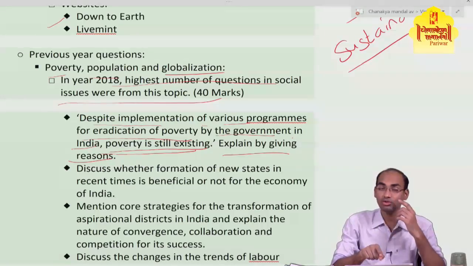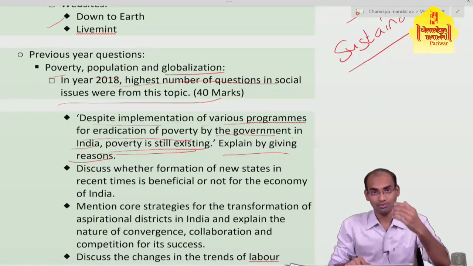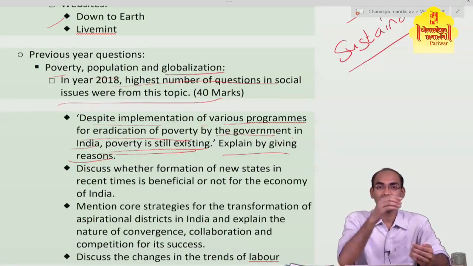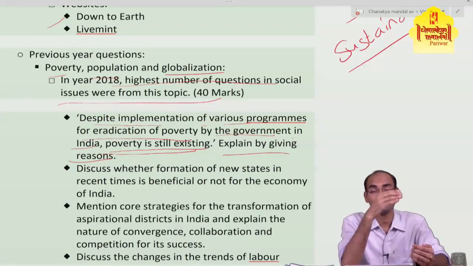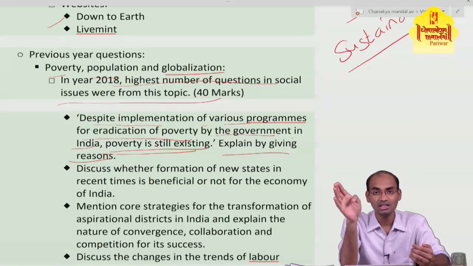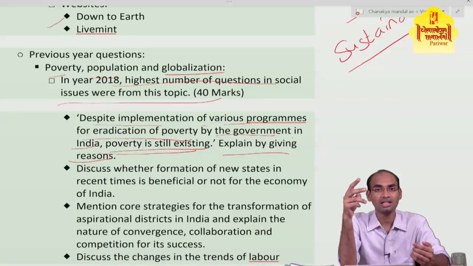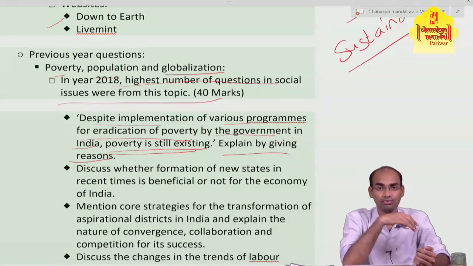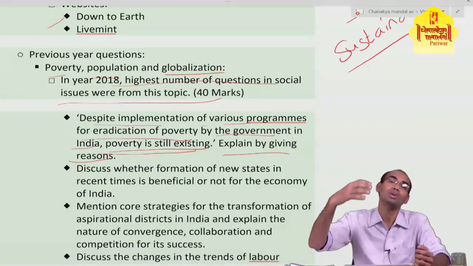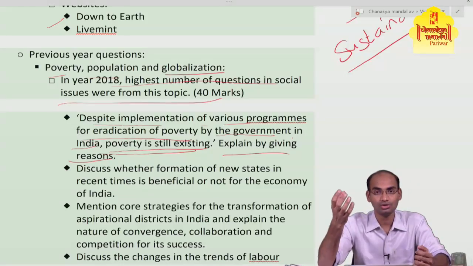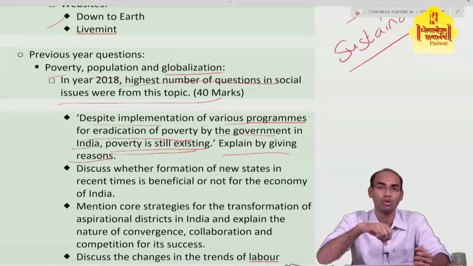So here UPSC has asked, first, they have given that there were lots of efforts to eliminate poverty; second, poverty is still persisting; and third, they have asked the reasons for this. Now what are the possible areas on which UPSC can ask questions related to poverty alleviation?